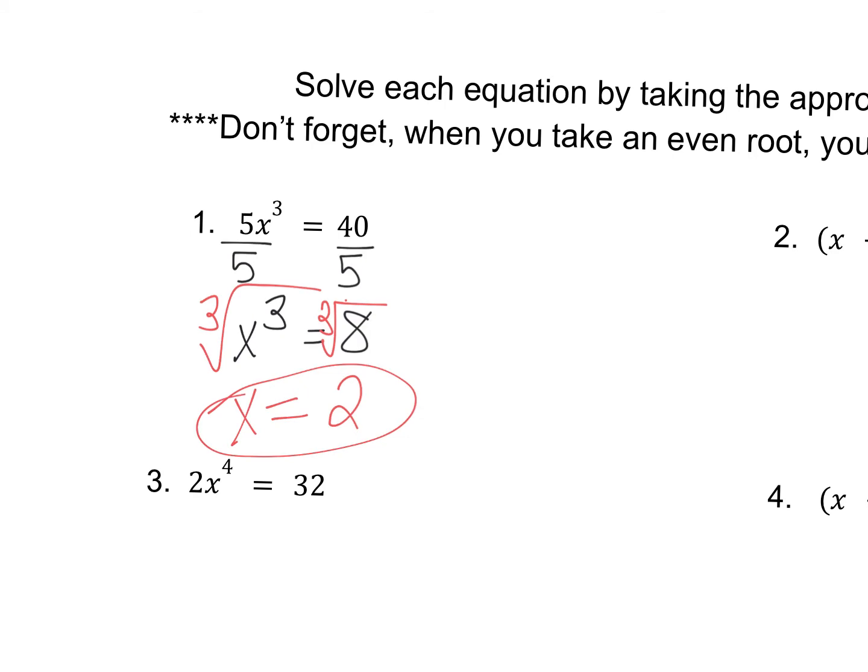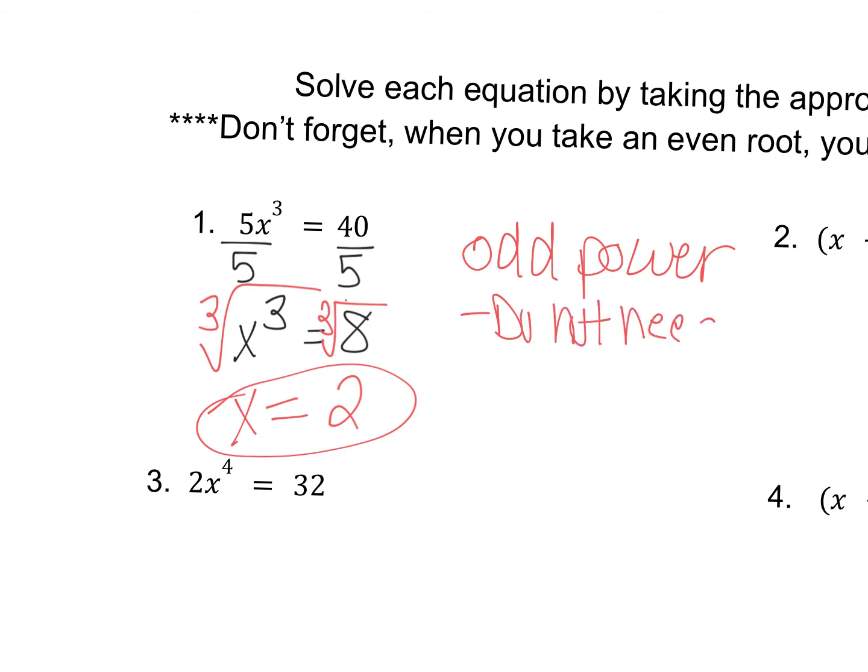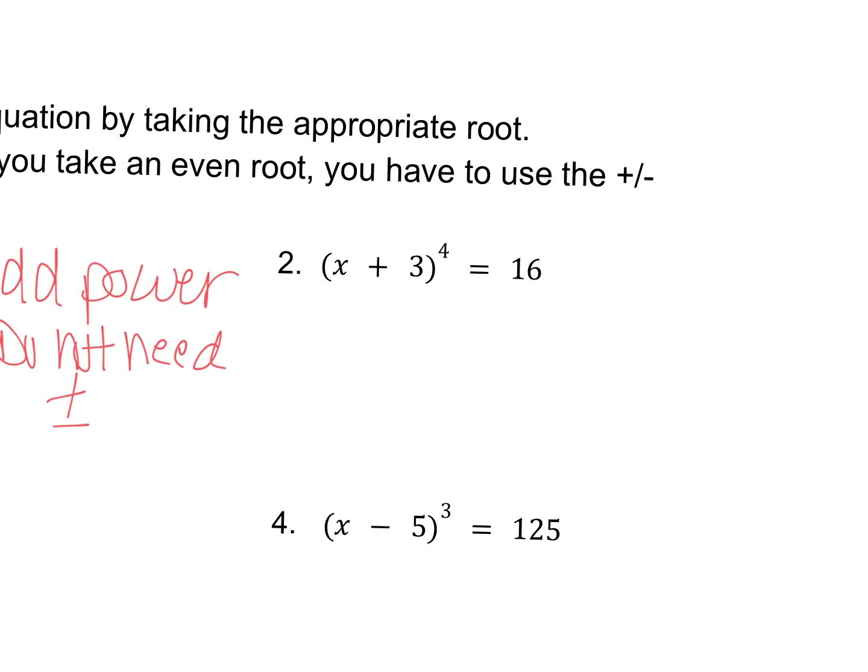And in this case, we have an x to the third power. It's an odd power, which means if you have an odd power, you do not need to do plus or minus. Okay. However, when we move over here to number 2, we have a fourth power. So, just like we did on the last one here, if it's to the fourth power, and keeping in mind that x plus 3 is grouped with parentheses, so we cannot subtract the 3 first, we need to take that fourth root first.